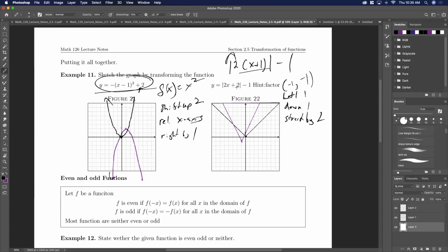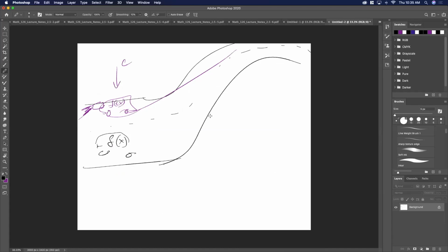Here I have 2x plus 2. Let me see if I can be very clear. I want my extra paper for a second. All right, so let's look at this. Here I have 2x plus 2. We'll leave the other part out for now. My original f of x is the square root of the absolute value of x. That's the original function that we're messing with.